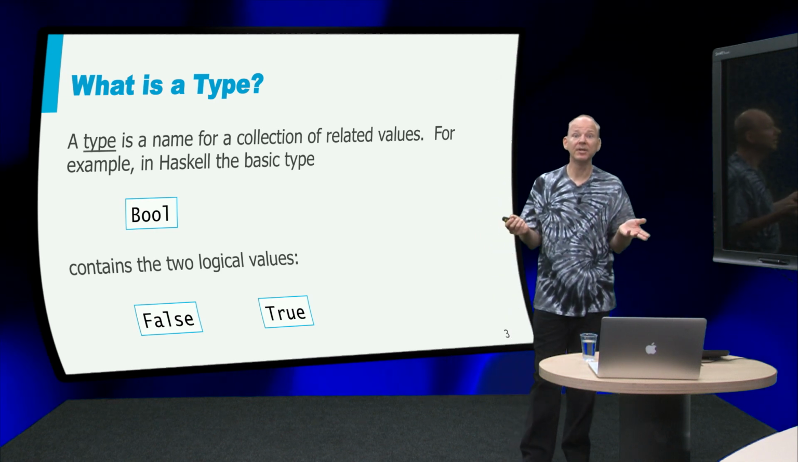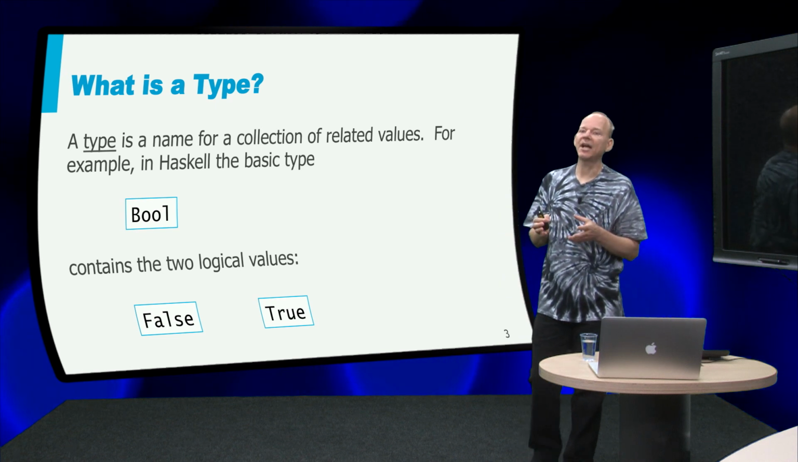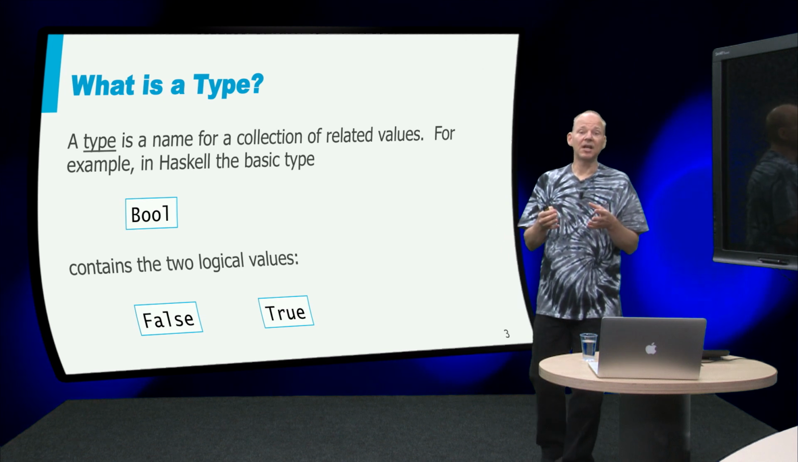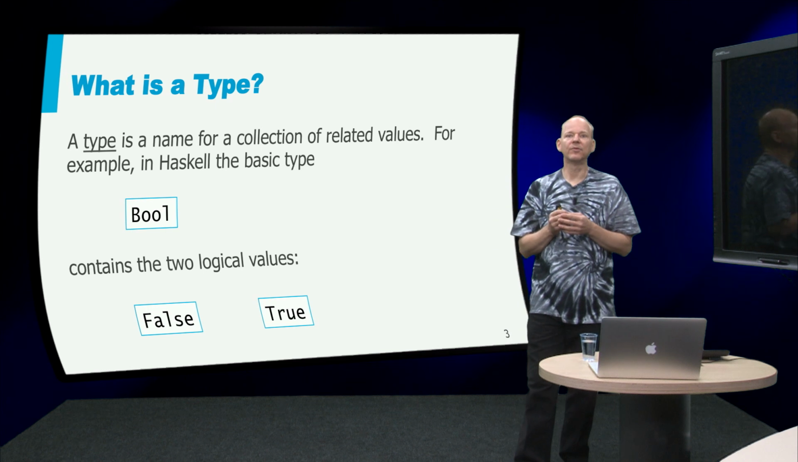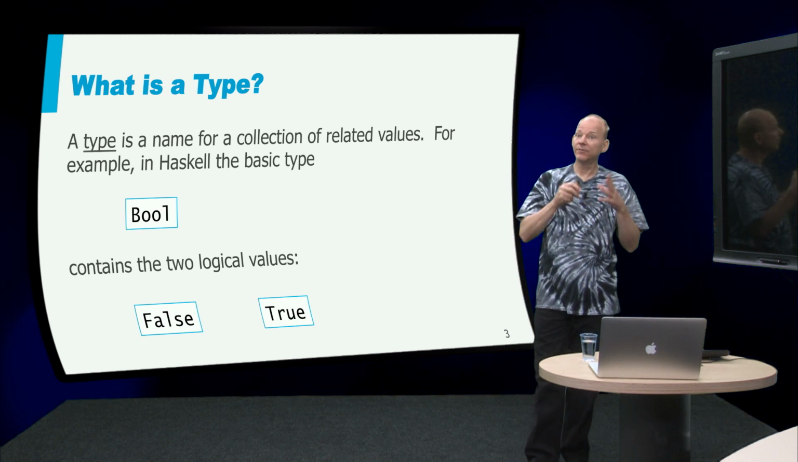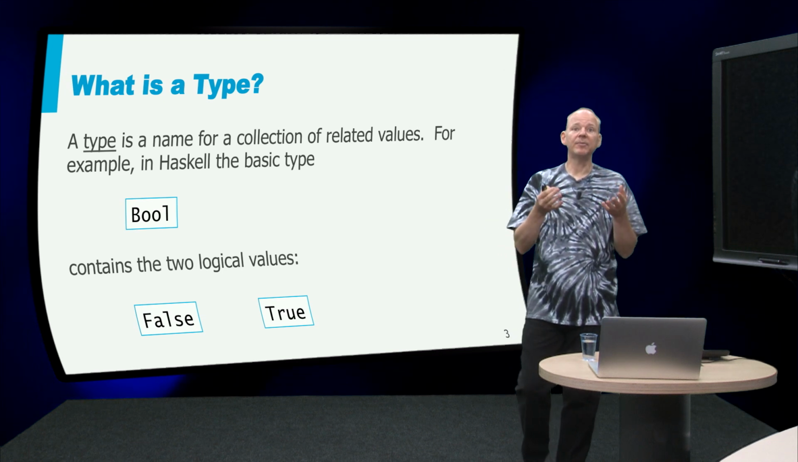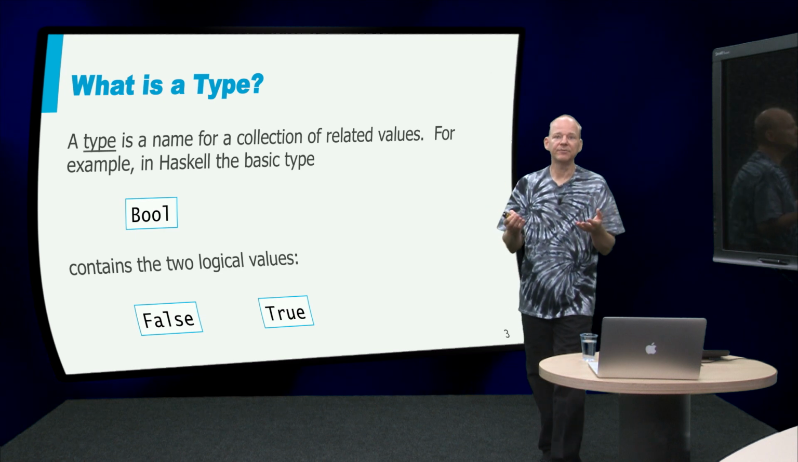So what is a type? Well, a type is simply a name for a collection of related values. Just like a food group is a name for a collection of foods with related properties, a type is a name for a collection of values that we code with that have similar properties.